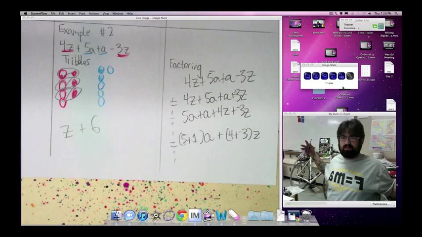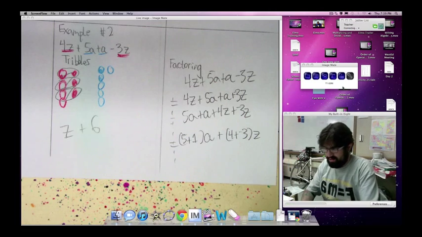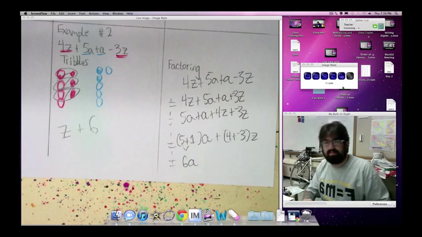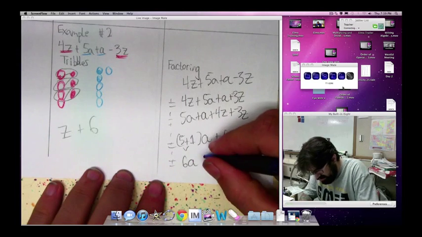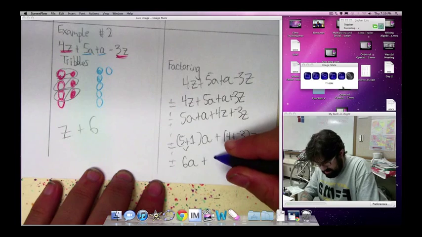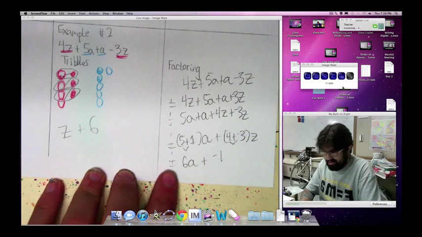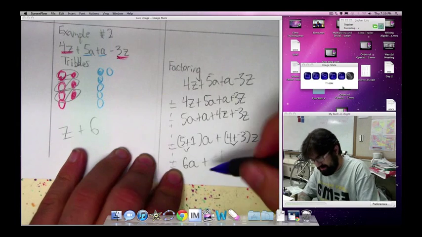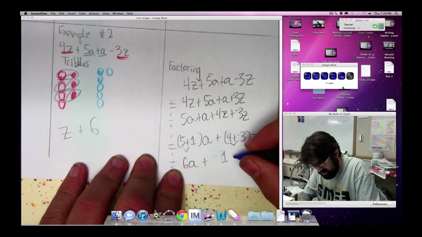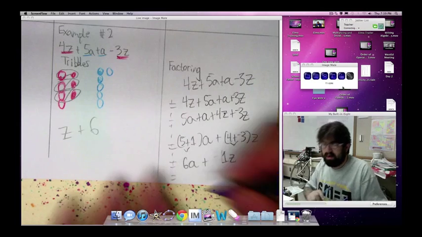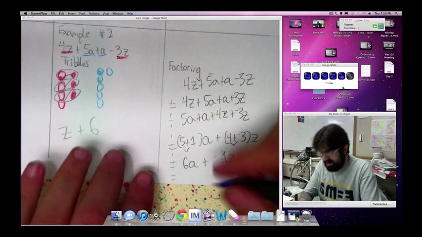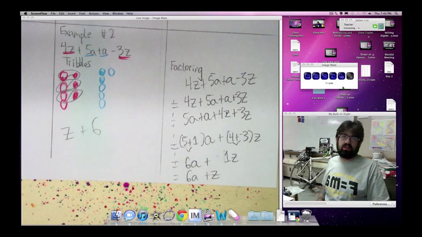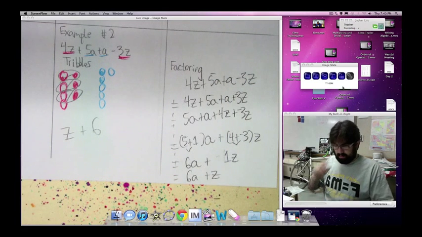Here we go. We've got some parentheses, so now we're going to combine. 5a plus 1a makes 6a. Plus 4z and negative 3z make positive 1z. But I'm not going to write 1z. I'm definitely going to write 6a plus z. And we're good to go on that one.